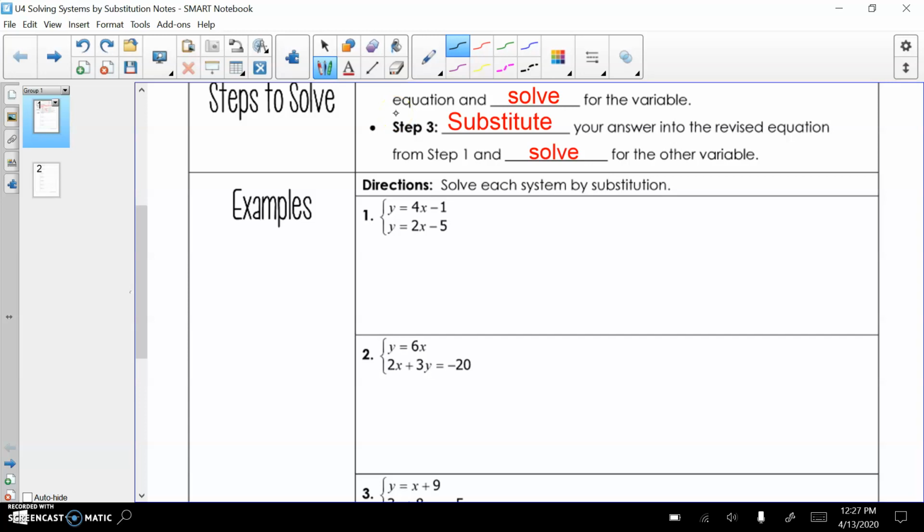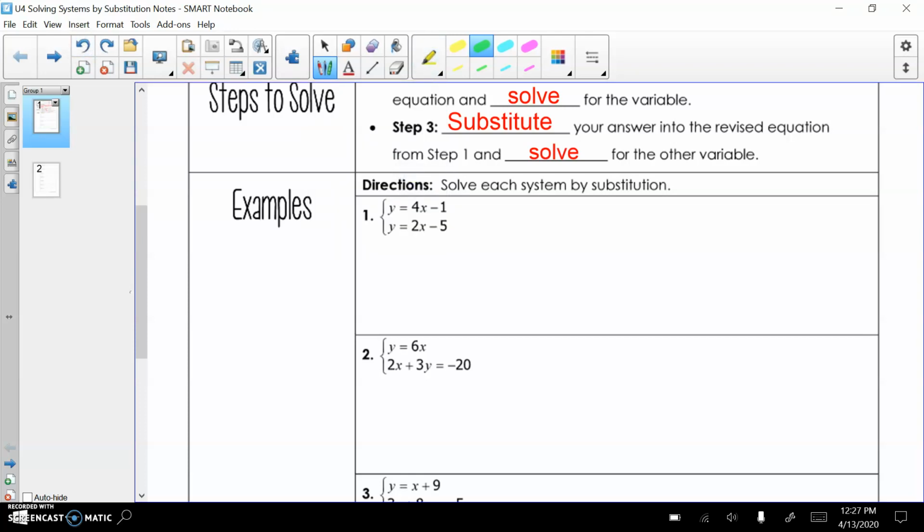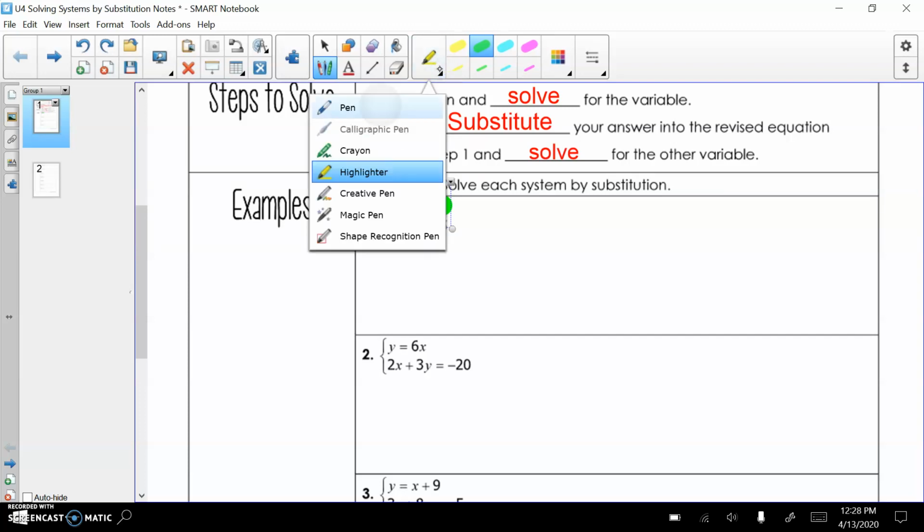For these, as you can see, they're both y equals. For number one, this is y equals, and this one is y equals. So they're both set up where one variable is by itself. This is probably one of the easier ones we're going to deal with when it comes to substitution. Since this is what y equals for this one, I'm going to take it and plug it into the other equation for y.